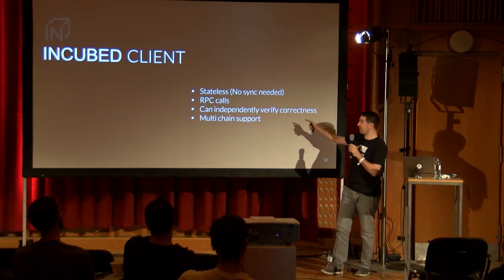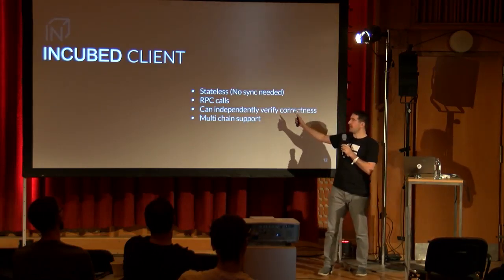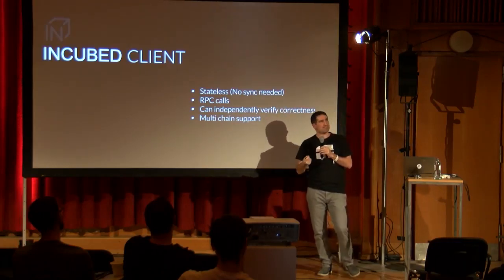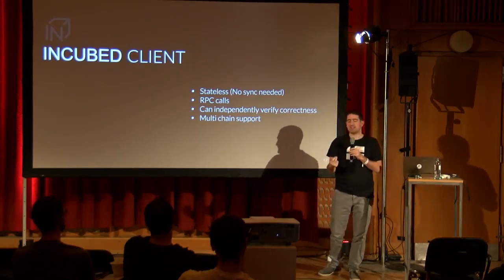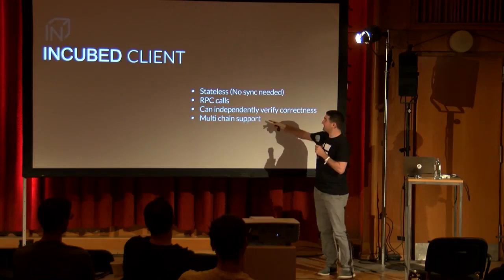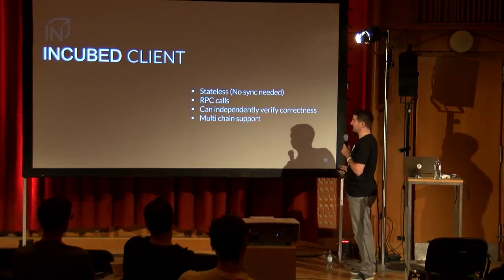And now comes the important point. They can independently verify the correctness. That's why I like to call them minimal verification client. I would not even say it's a client in the sense of light clients and pruned nodes and all of this. They are just verifying. That's all they do. And they can support multiple chains at the same time. I will come to this, how this works exactly.